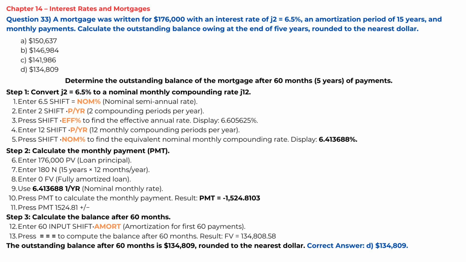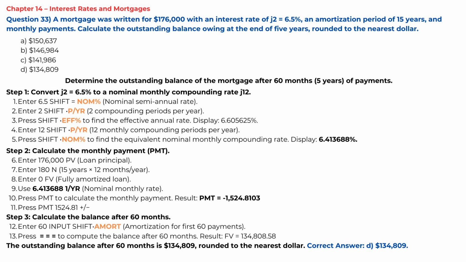Calculator displays 6.41388%. J12 equals 6.41388%. Step 2. Calculate the monthly payment. Enter $176,000 PV, loan principal. Enter 180 N, 15 years times 12 months. Enter 0 FV, fully amortized loan. Use 6.413688 IYR, nominal monthly rate.